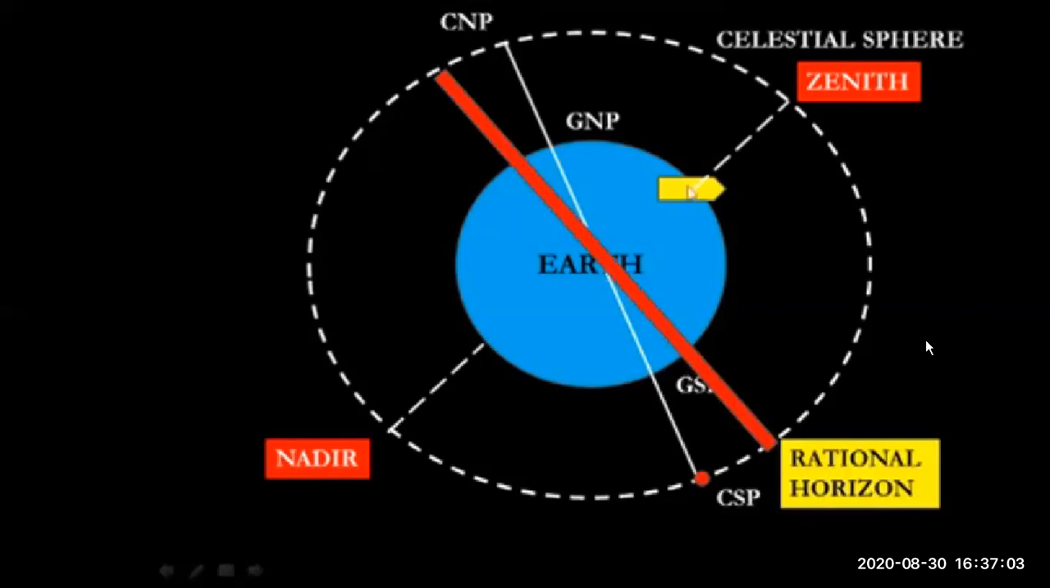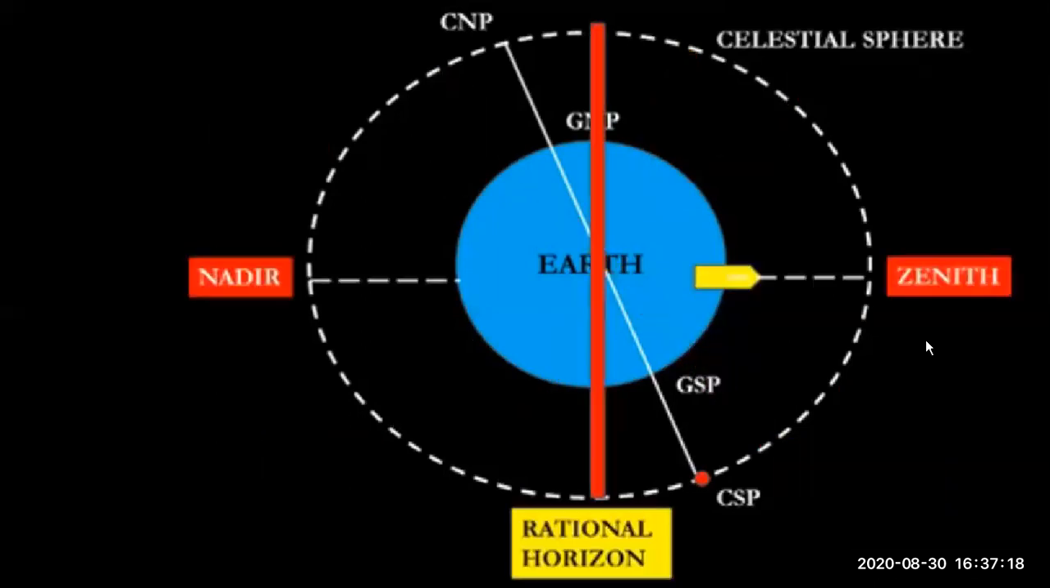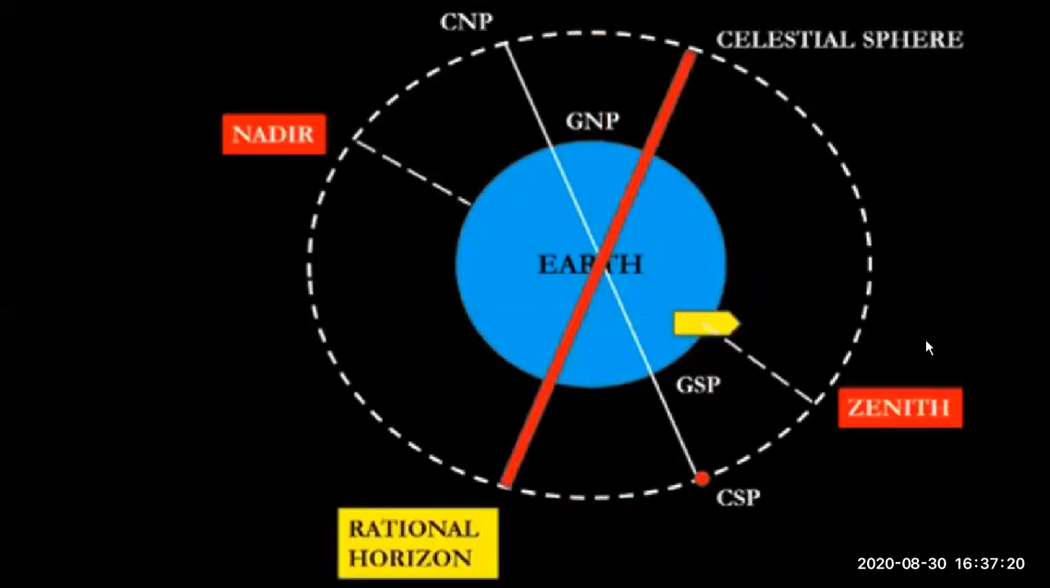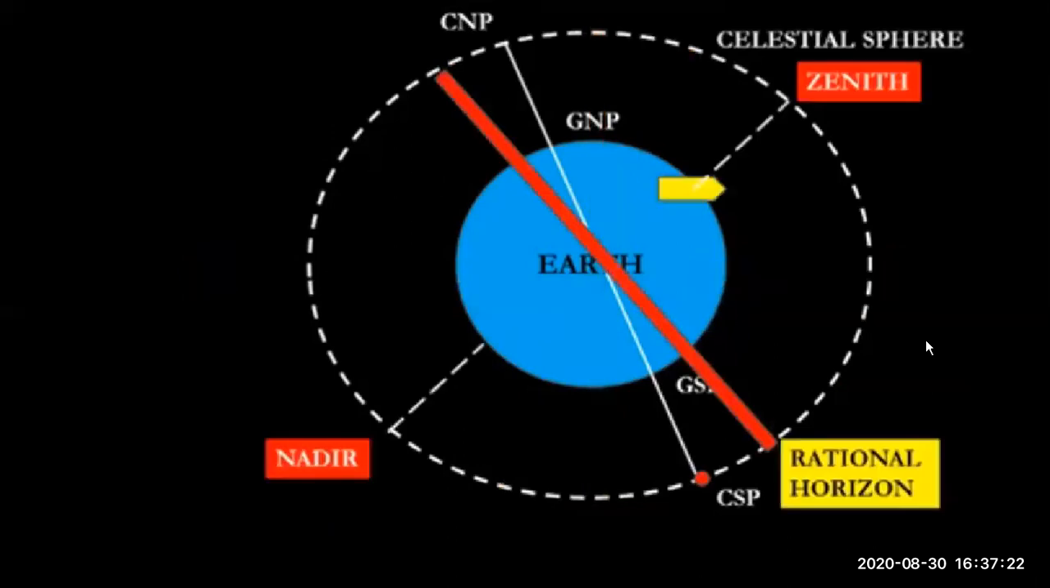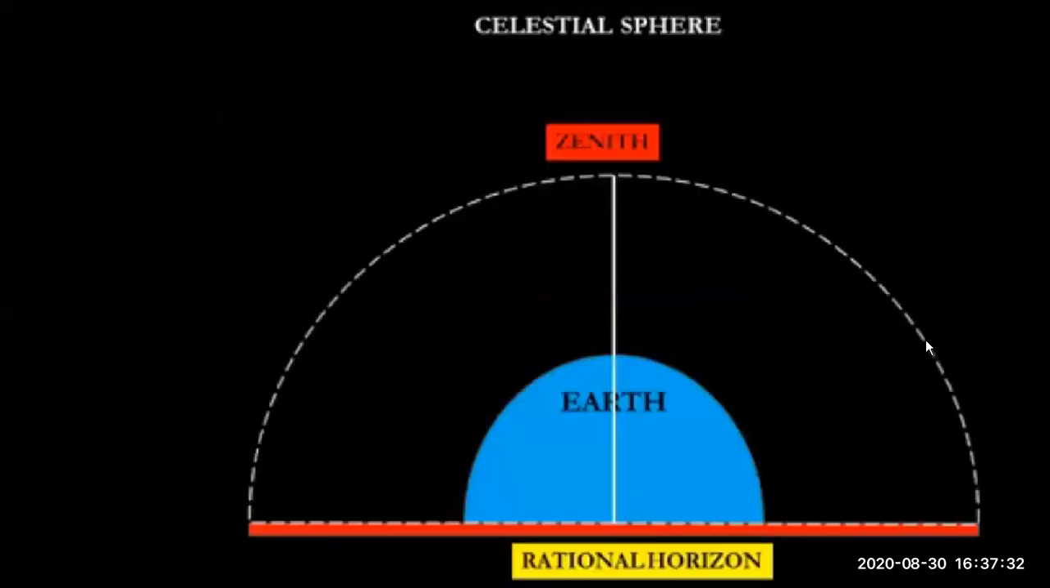And depending on the observer's position, zenith and nadir will change, and that's why also the rational horizon will always keep changing. Now we can see the observer is moving, so zenith, nadir, and rational horizon are changing. So we have a clear understanding of what is rational horizon. Now we will understand what is another horizon, that is sensible horizon.